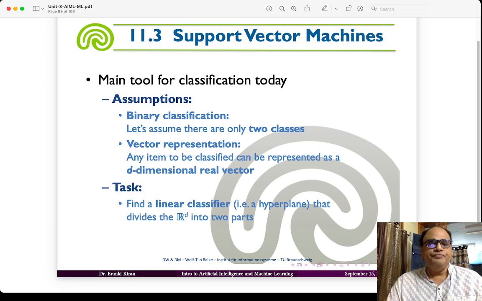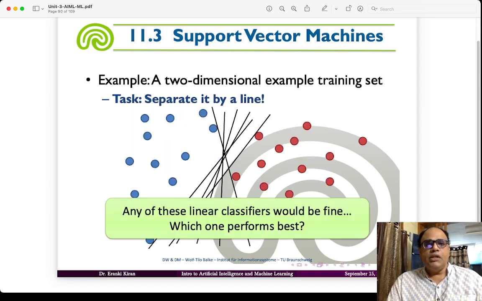So the task here is to find a linear classifier, otherwise called a hyperplane. It's basically a diagonal line that we usually draw in linear regression or a linear classifier, where we separate the data into two separate classes, dividing the Euclidean space into two parts. In a two-dimensional example, the training set primarily comprises a task where you separate it by a line. Any of these linear classifiers would be fine, but which one should we consider as the best?